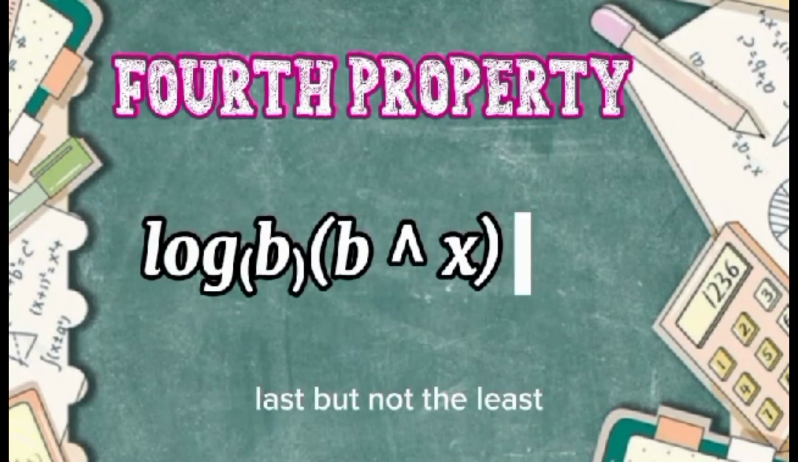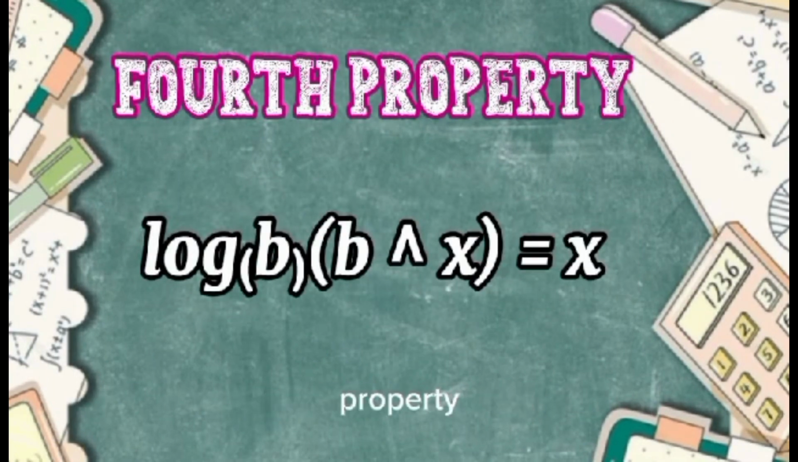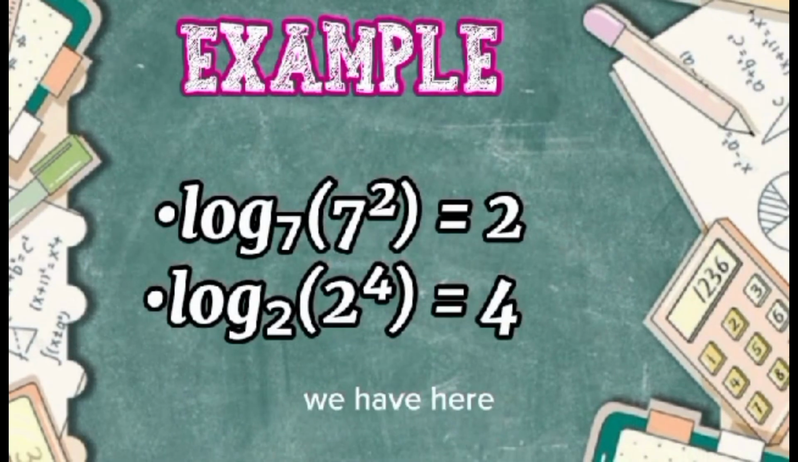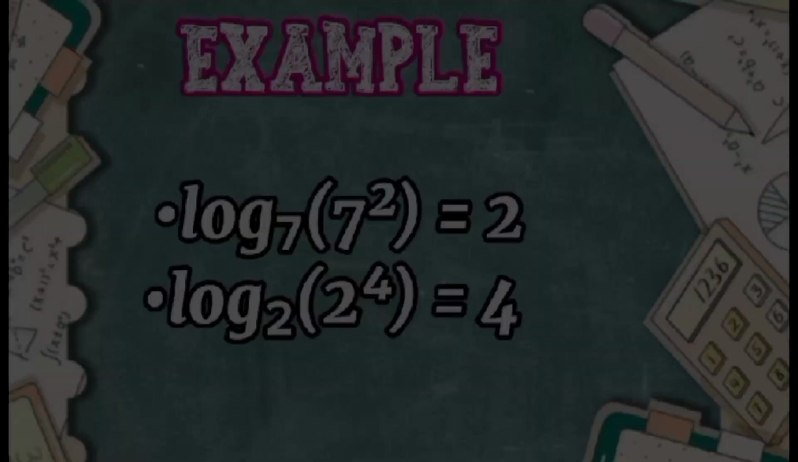Last but not the least, we have the fourth property. This shows that the logarithm base b of b to the power of x is equal to x. We have here the example: the logarithm base 7 of 7 to the power of 2 is equal to 2, and the logarithm base 2 of 2 to the power of 4 is equal to 4. We are basically asking what power of 2 gives 2 raised to 4, and the answer is 4.